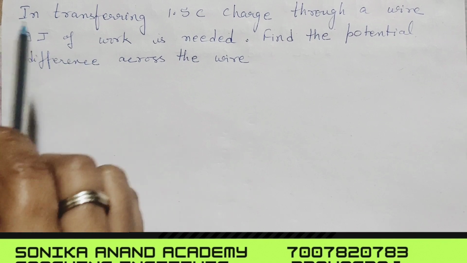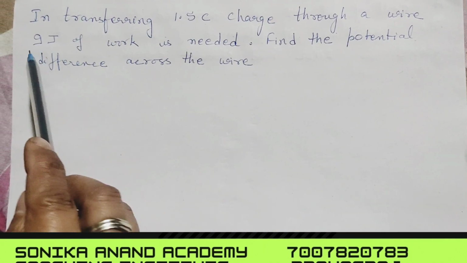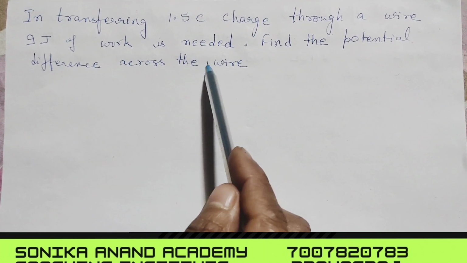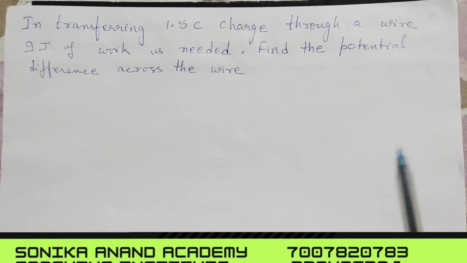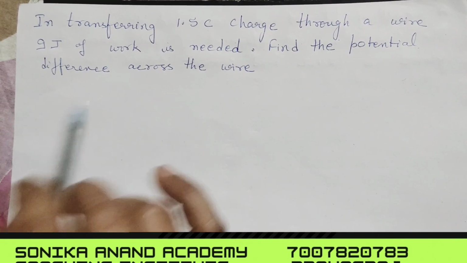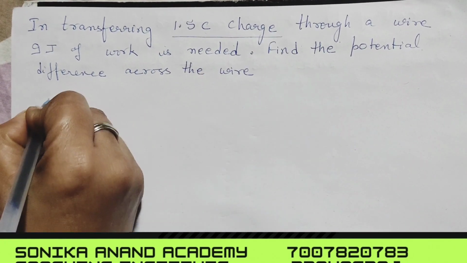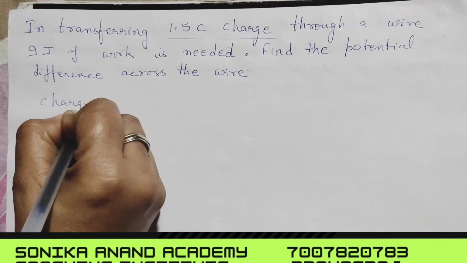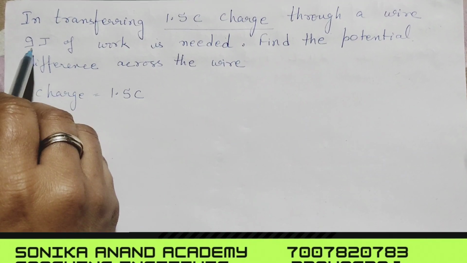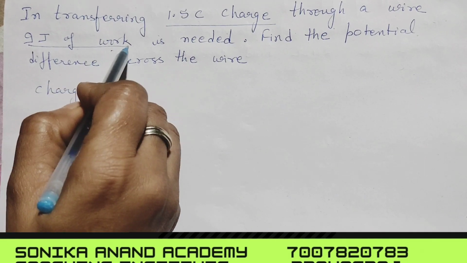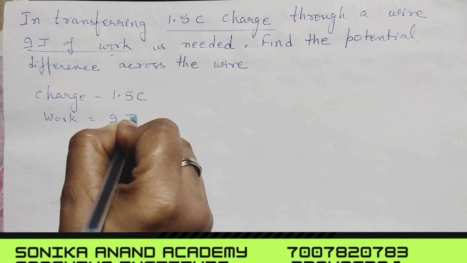Now the question is: in transferring 1.5 coulomb charge through a wire, 9 joule of work is needed. Find the potential difference across the wire. Whenever we have any numerical, firstly just analyze that numerical. That means there is a charge, so the value of the charge is 1.5 coulomb. Now through a wire, 9 joule of work. That means work is equal to 9 joule.